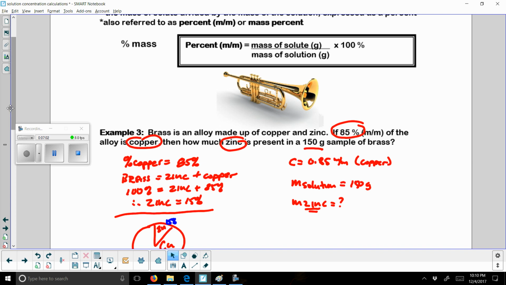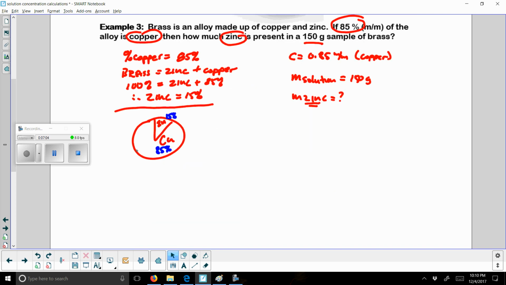So I know that if my entire 100% is the mixture, 85% of it's copper, so the rest of it must be zinc. So basically, I just do a little percentage here. So brass is 100%. It's equal to the amount of zinc plus copper. I know the amount of copper, so then I can figure out the amount of zinc. So it's 15% here. So I can't actually use this concentration. I'm going to have to use the concentration that corresponds to zinc. So 0.15 mass zinc. So I've got everything I need now.